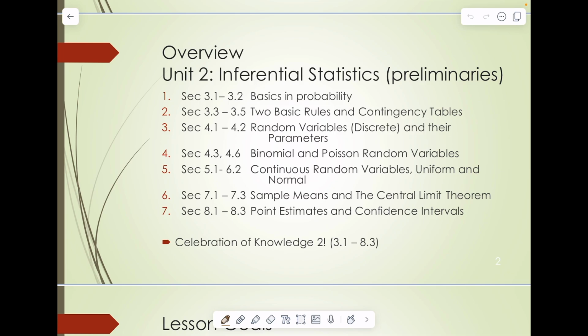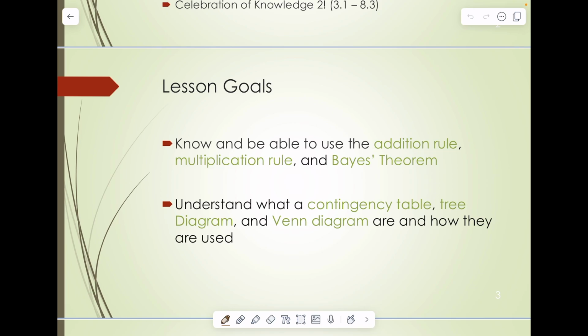Following our discussion on point estimates and confidence intervals, we'll have our second celebration of knowledge, which will cover chapters 3 through 8. The goals for the lesson are to know and be able to use the addition rule, multiplication rule, and Bayes' theorem. Understand what a contingency table, tree diagram, and Venn diagram are and how they are used. So that's what we're going to be discussing.